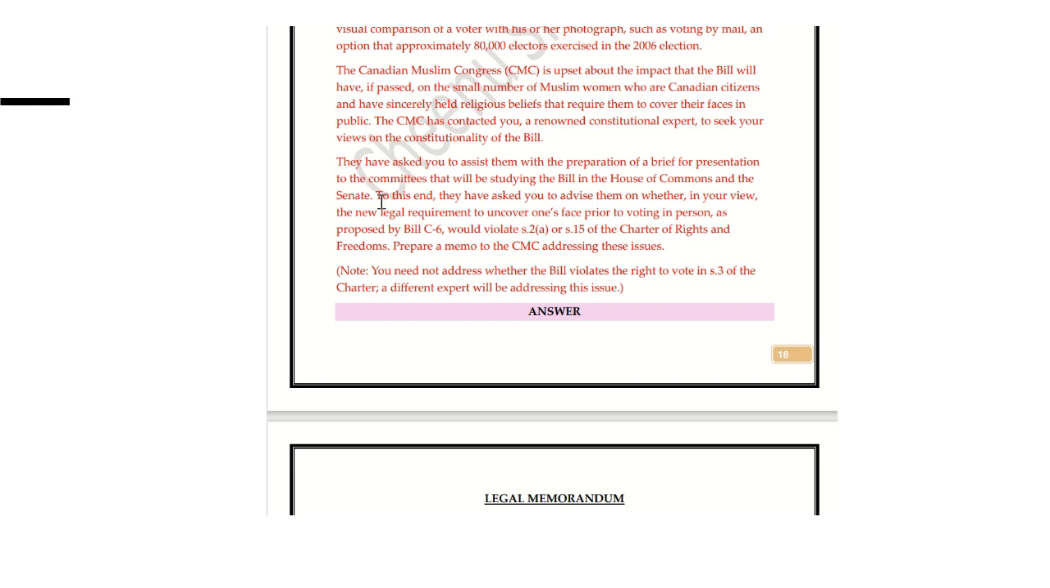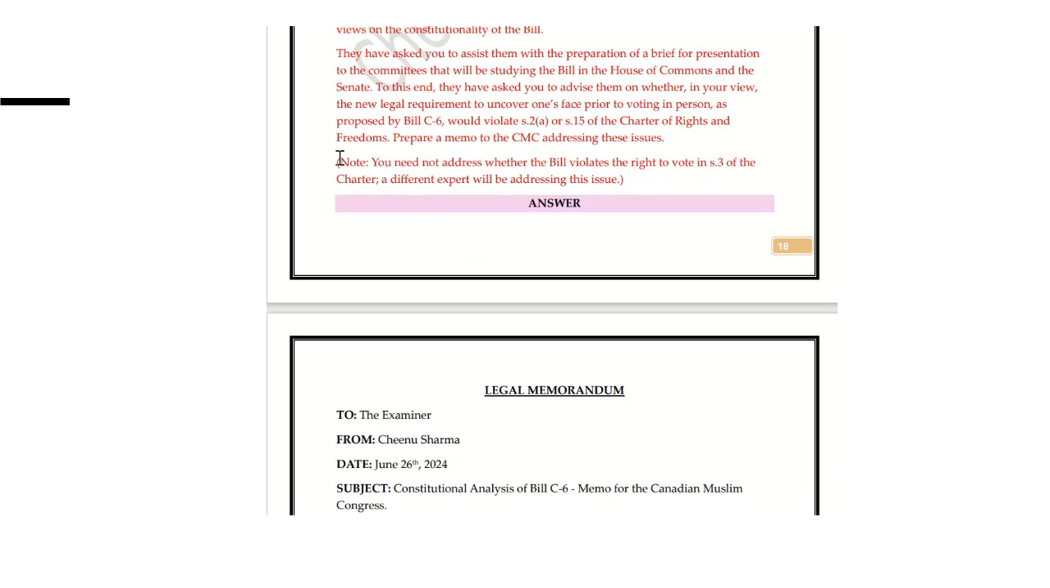So here they have asked you to advise them on two issues. One is whether Bill C6 violates Section 2A. What is Section 2A? Freedom of religion. Then Section 15, charter equality rights. So you have to prepare a memo here. In the note, the examiner has specifically mentioned that you don't need to address whether the bill violates the right to vote in Section 3 of the Charter. A different expert will address this. For exam purposes, you just have to refer to these two sections. So a very simple, straightforward question.